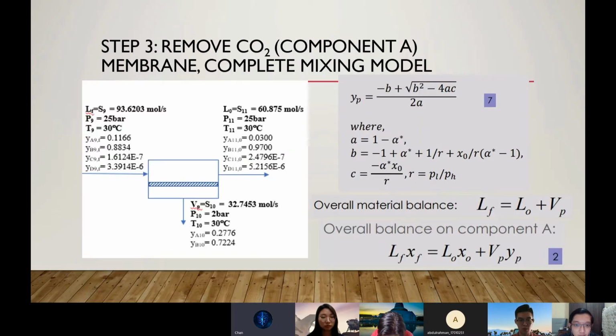For step 3, we will be removing the carbon dioxide from the gas stream via membrane separation with complete mixing model. Operating pressure is being adjusted from 71 bar to 25 bar. Operating temperature is also being adjusted from 70 degrees Celsius to 30 degrees Celsius to achieve the operating condition of the membrane. Here we will also be calculating the mole fraction of carbon dioxide in the permeate using the formula.